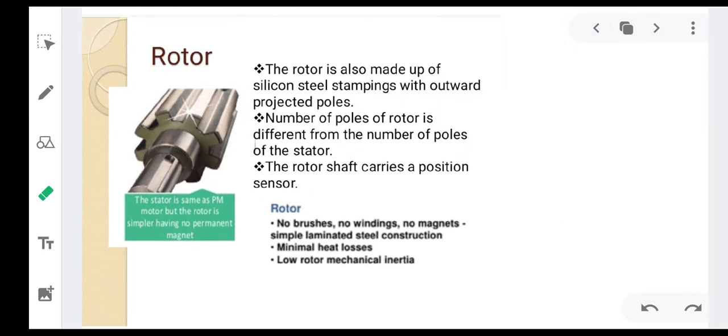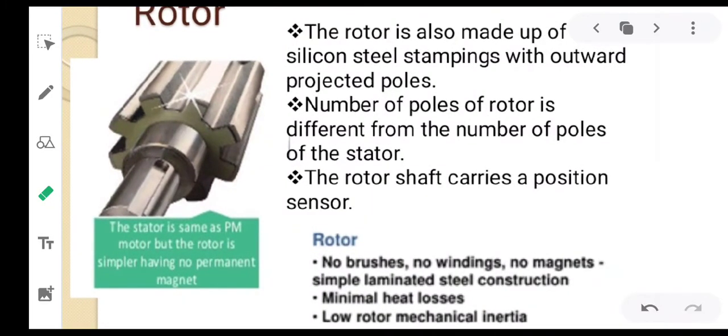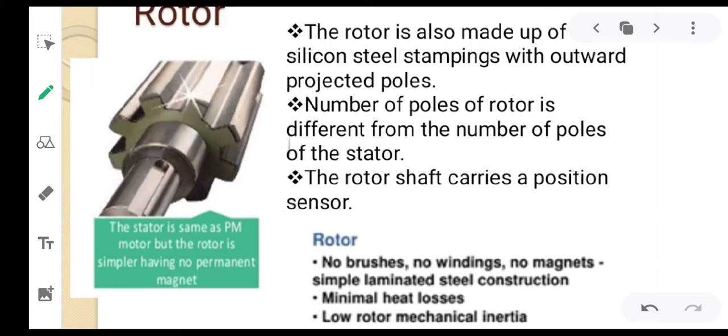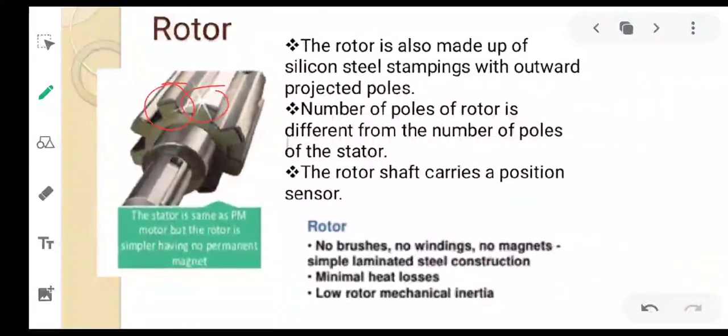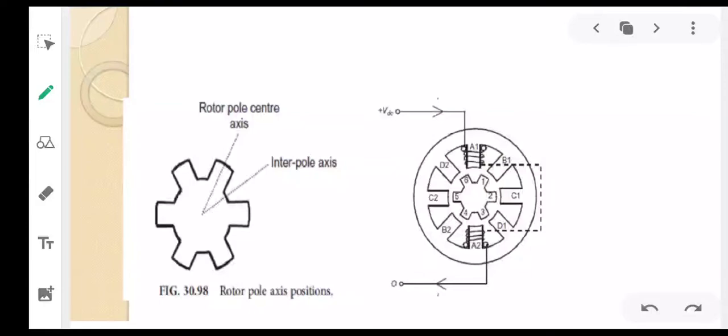Now going to the rotor section. The rotor section is also made up of silicon steel stampings, but it has outward projecting poles. You can see these are the outward projecting poles, and here there are no windings. Also there will be a position sensor on the rotor shaft. So this is the structure.